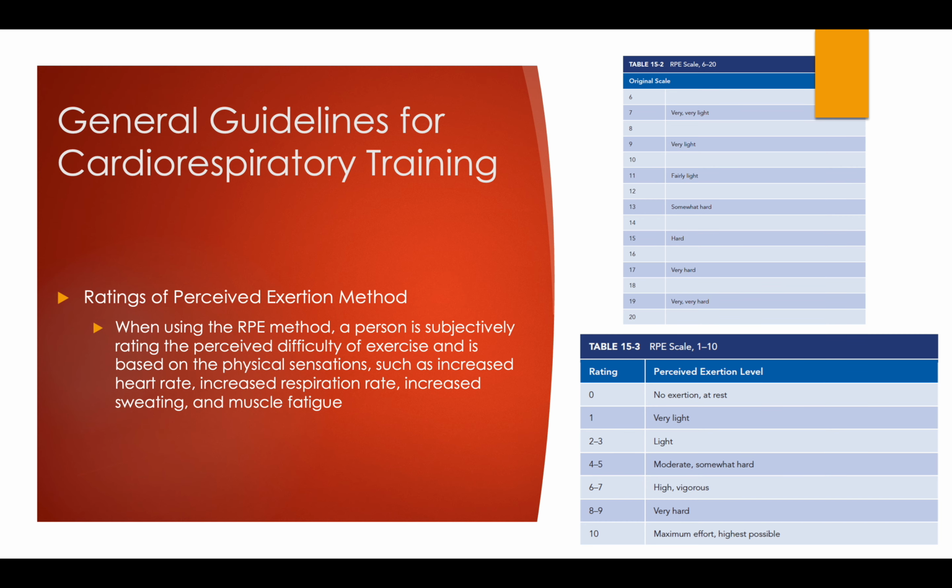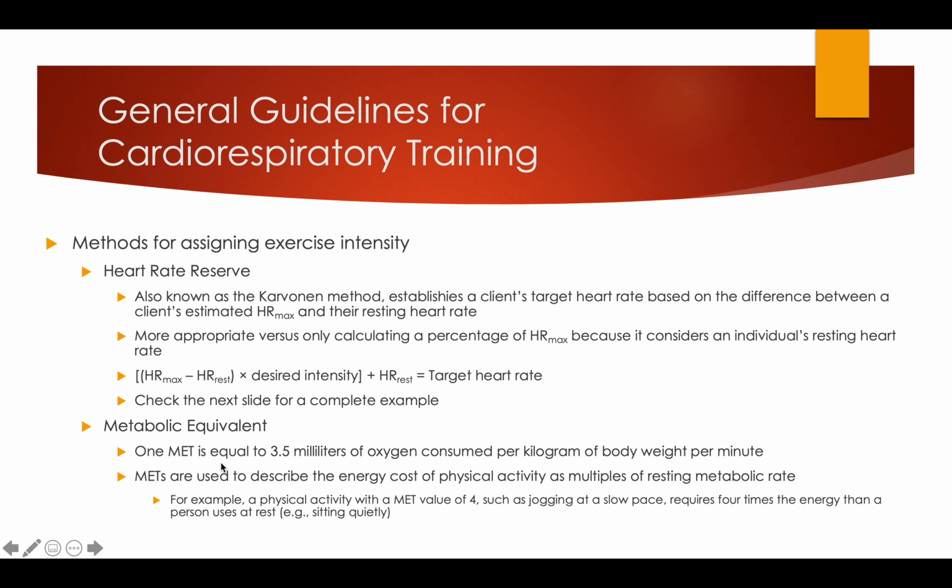All right, so let's go back really quick. Metabolic equivalent, understand that one MET. At rest, one MET is 3.5 milliliters of oxygen consumed per kilogram of body weight per minute. That's resting. That's what we would call your resting VO2, 3.5 milliliters per kilogram per minute. That is equivalent to one, which means if you're working at a one, that's truly rest.